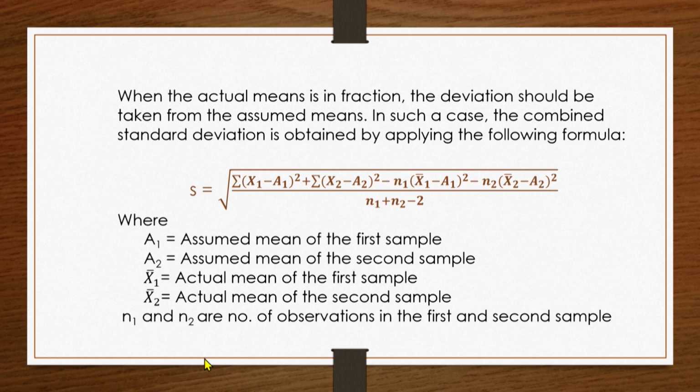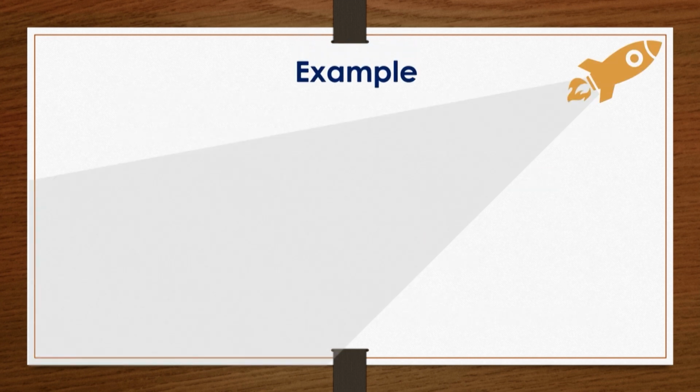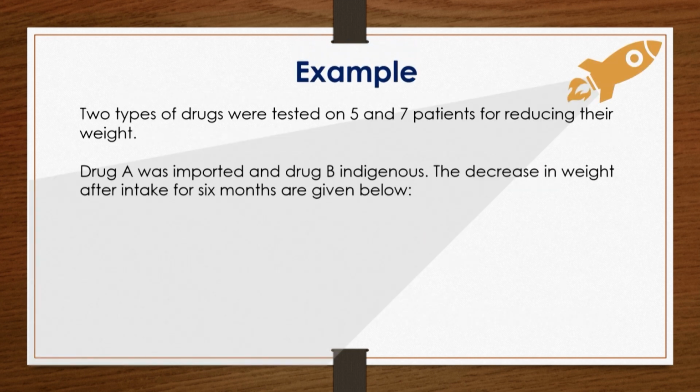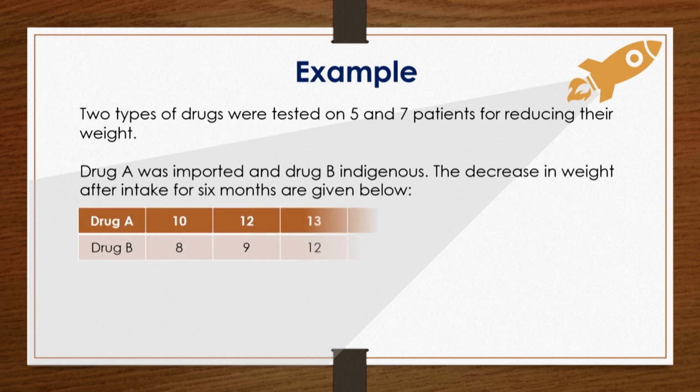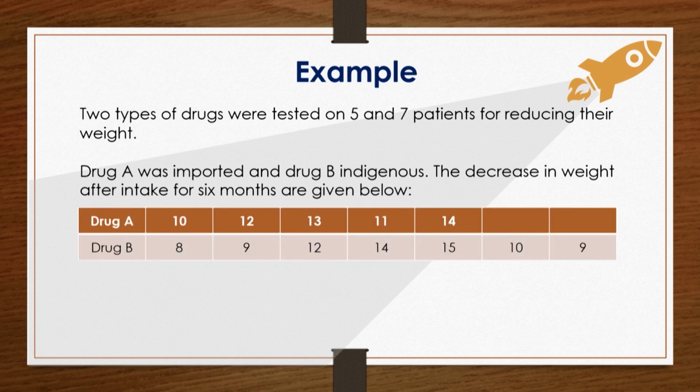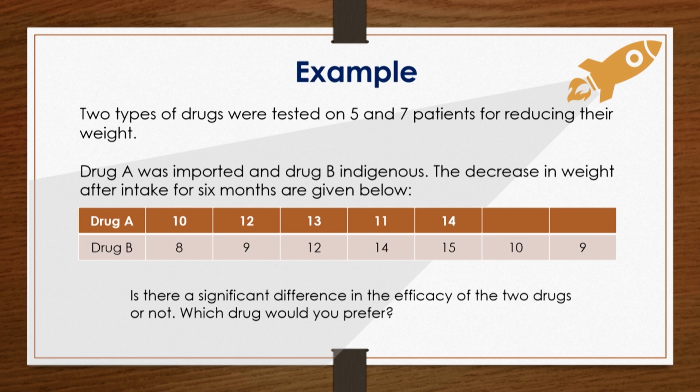Example. Two types of drugs were tested on 5 and 7 patients for reducing their weight. Drug A was imported and drug B indigenous. The decrease in weight after intake for 6 months is given below. Drug A, drug B, data are given here. We are going to check whether there is any significant difference in the efficacy of the two drugs or not. Which drug would you prefer for the situation?